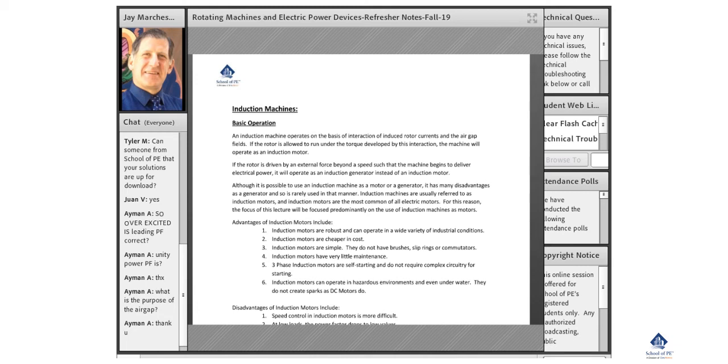Now, if the rotor were driven by external force and driven beyond the speed of the stator's rotating magnetic field, then it would deliver electrical power and would operate as a generator. Induction generator. So it is possible to use an induction machine as either a motor or a generator, very similar to the dual capacity of a synchronous machine. But it's not common because it's harder to control the output signal of an induction generator because there's slip.